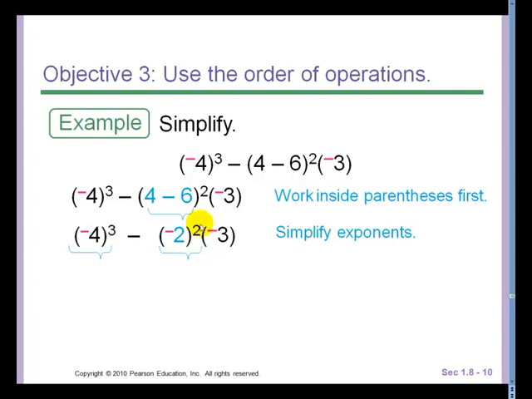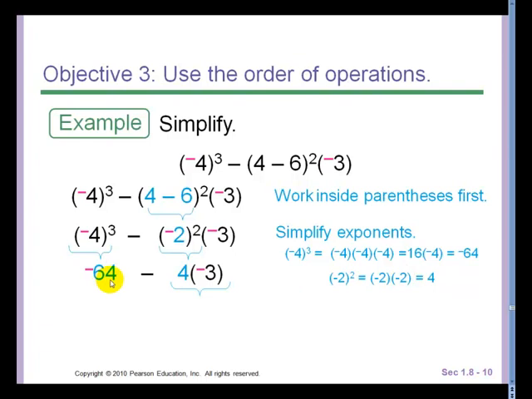Now we have to simplify the exponents. Again, because they're separated from one another, we can do them simultaneously. Otherwise, you have to be a little careful if a parenthesis is inside a parenthesis or if they're right next to each other. Please note, negative 4 cubed would be negative 4 times negative 4 times negative 4. You'd multiply the first two together and get a positive 16, and then 16 times negative 4 is a negative 64. Negative 2 squared is negative 2 times negative 2, which is 4.